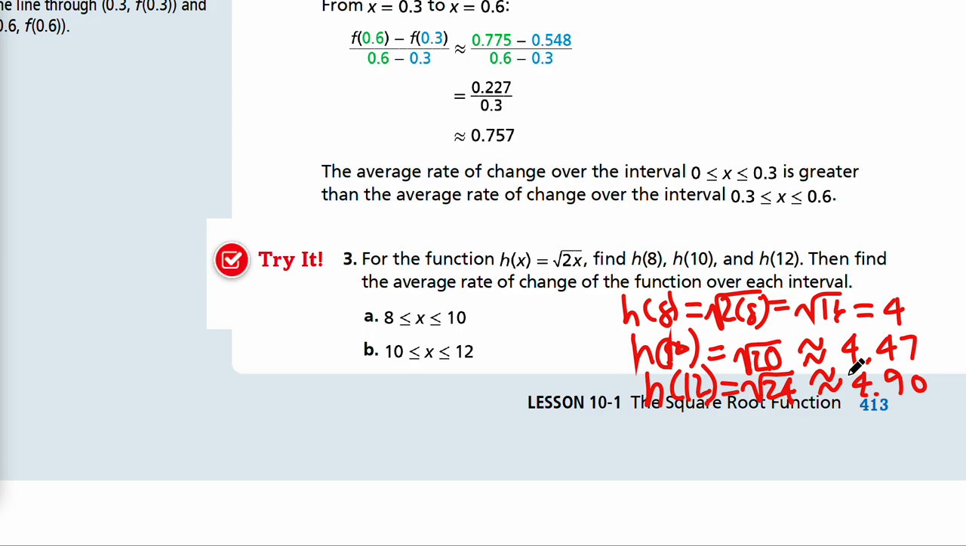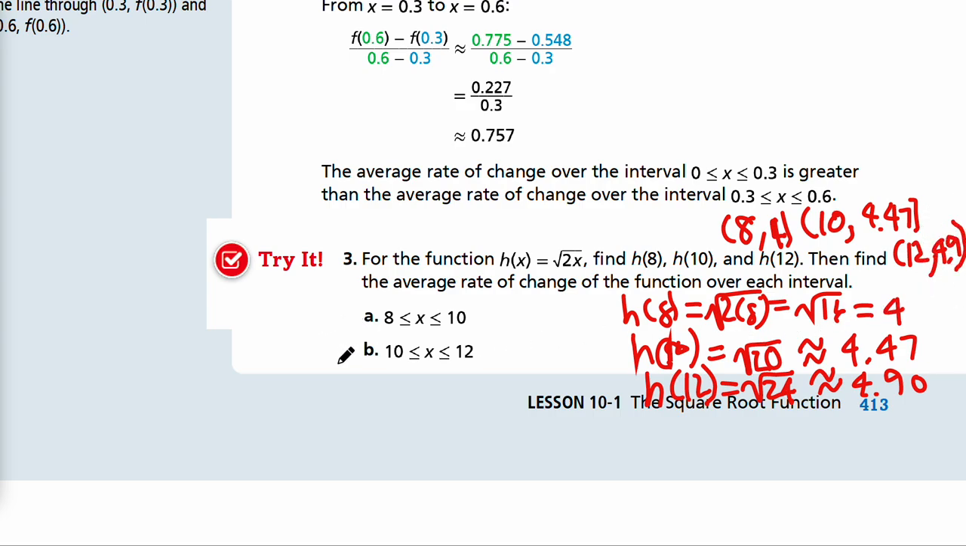So we have estimated the ones that were not whole numbers, and that's okay. We can still find the average rate of change, right? So this is each point. We have 8, 4; 10, 4.47; and then 12, 4.90. So these are our points.